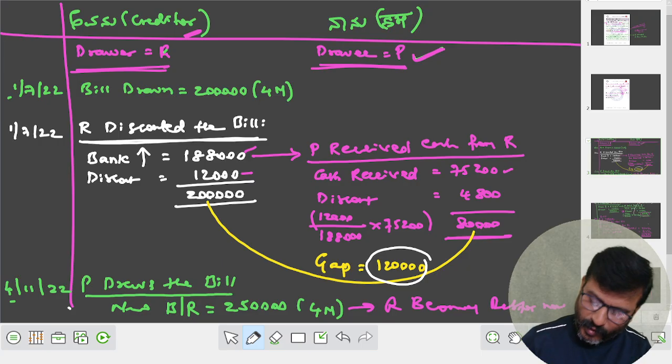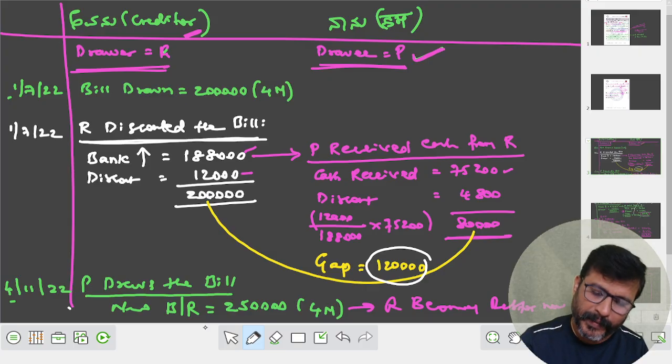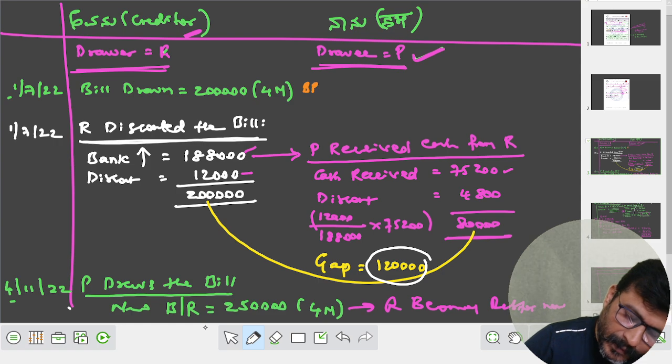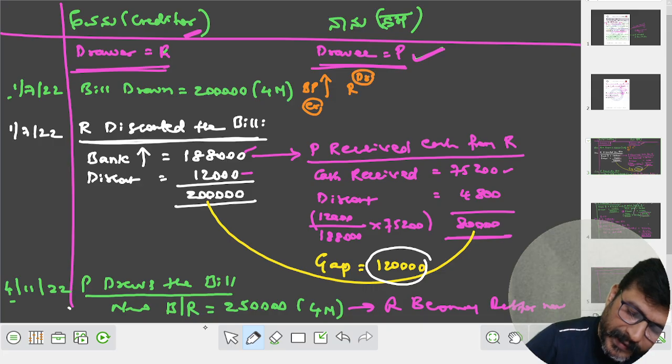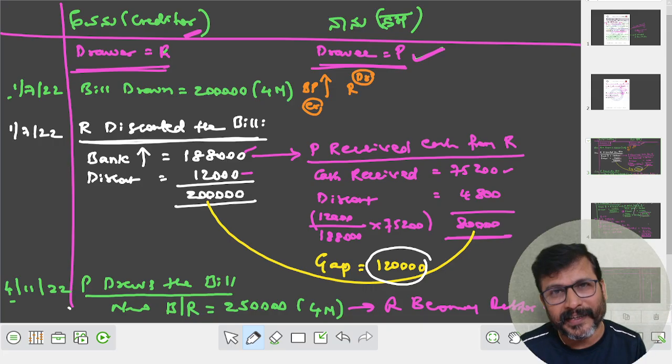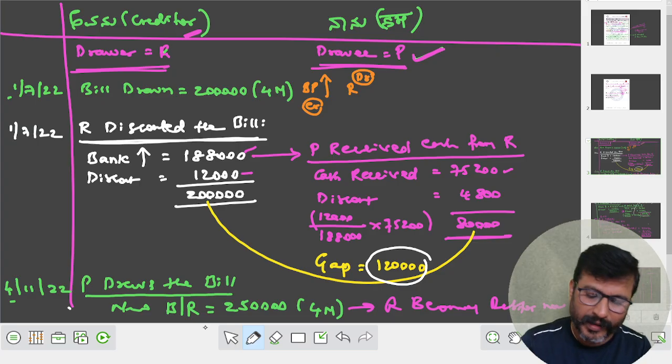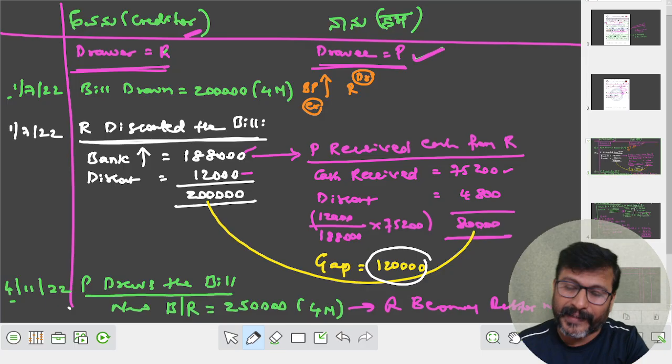Fine. The first transaction, what happened here? Bills drawn for 2 lakh. Who accepted the bill? The bill is accepted by P. When P accepted a bill, BP increased, credit. Creditor, who is the creditor? R. R is to be debited. Then the journal entry is R's account debit to bills payable account.